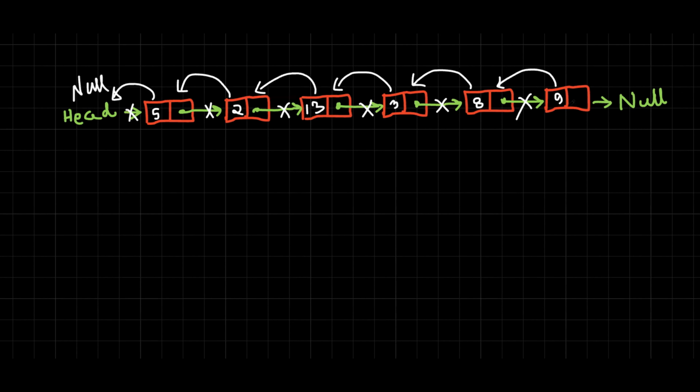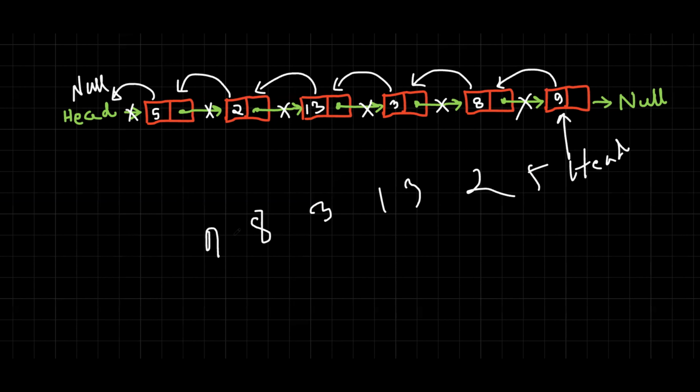Now, we can see that the linked list has become reversed, and this 9 will be the new head. Okay, so far so good. That means here the linked list will become 9, 8, 3, 13, 2 and 5, all of them connected to each other. Now, the basic intuition behind the solution of this problem is we have to discard each of the existing connections and reverse the connection. But how can we do it programmatically?